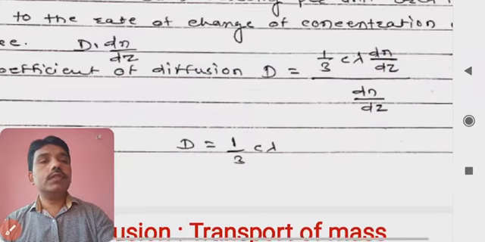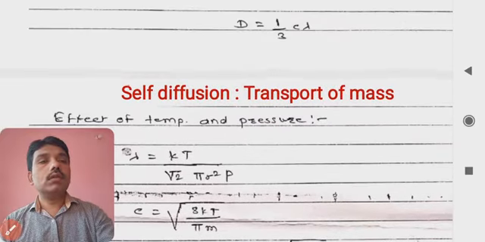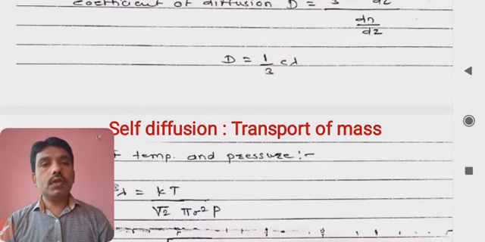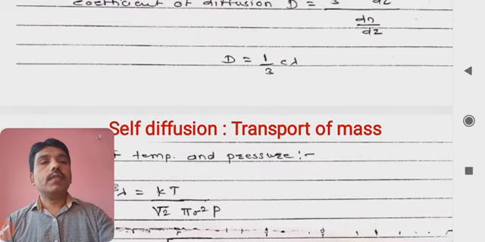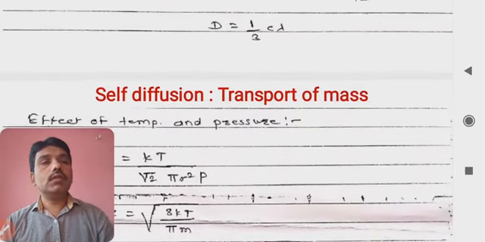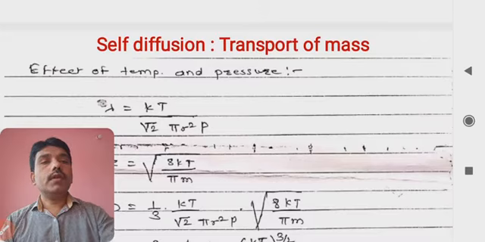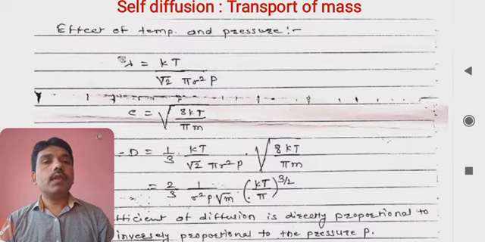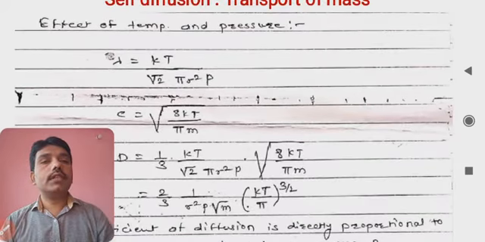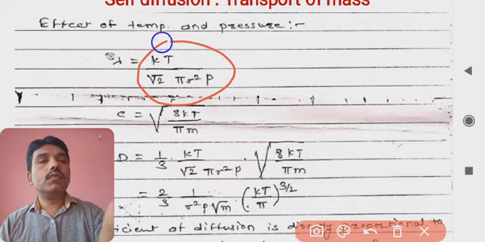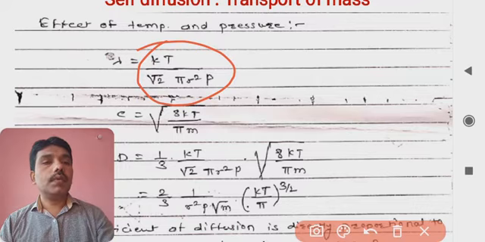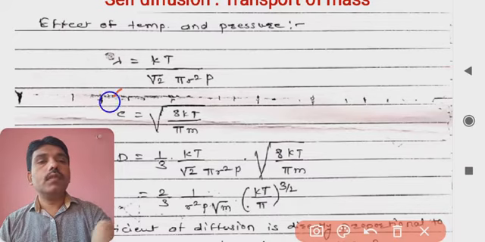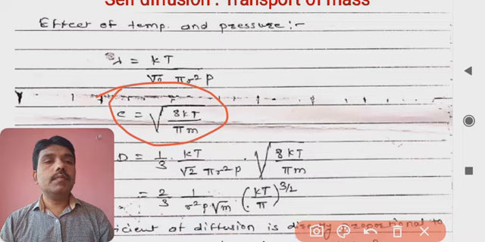So this is what the diffusion change will be as the molecules are transferred from one layer to another layer. The net change in the diffusion is given by the relationship 1 by 3 c lambda. Now the effect of temperature and pressure on the diffusion: lambda is always written as kt upon under root of 2 pi sigma square p. And c is equal to under root of 8 kt by pi m.